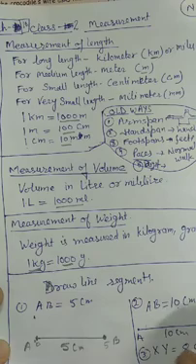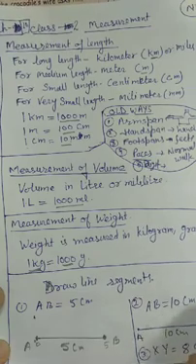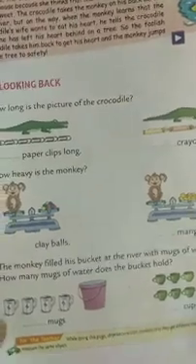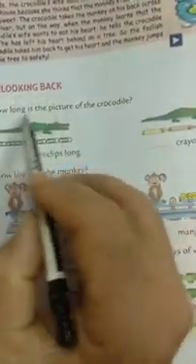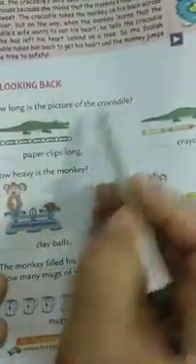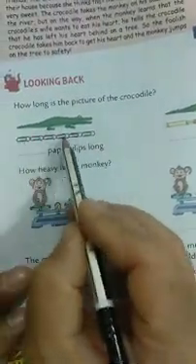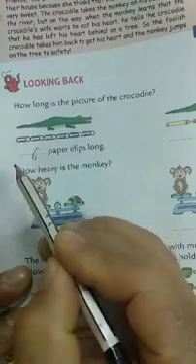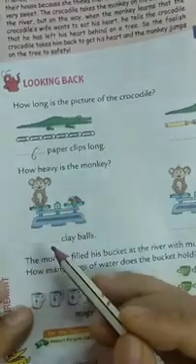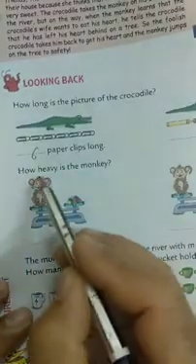So now we will start next from your book. In your book, if you see, the first is looking back. How long is the picture of the crocodile? You have to see how many clips are used for crocodile. 1, 2, 3, 4, 5, 6. 6 paper clips. Same way you can do the second part yourself.